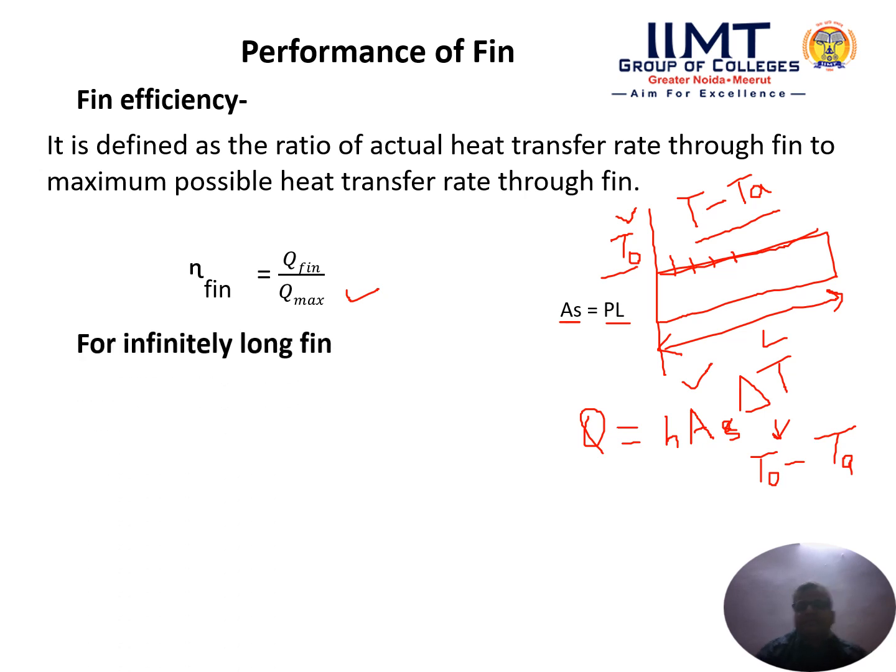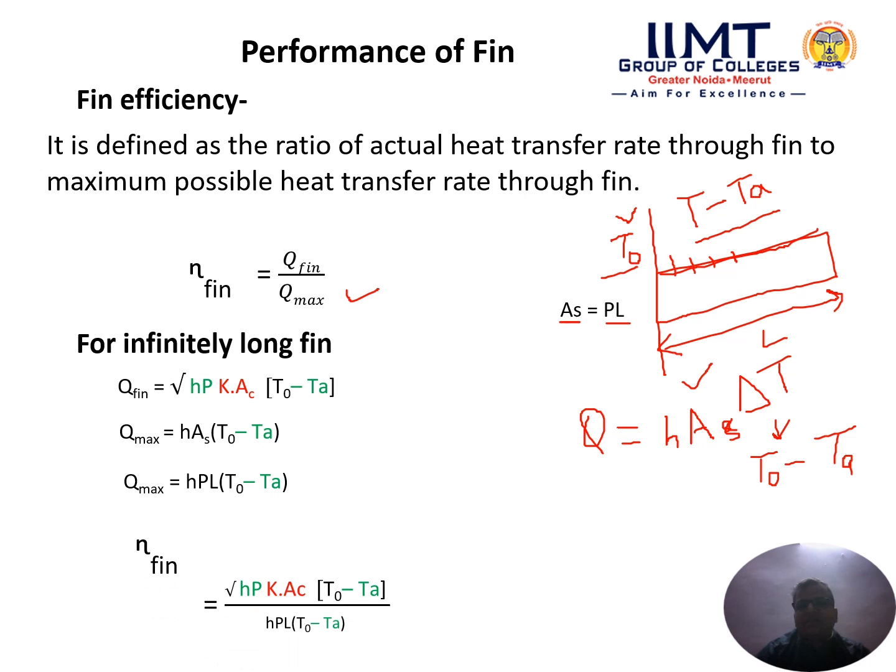Clear? For an infinitely long fin we already know Q fin is equal to the square root of hPkAc times (T naught minus Ta), and Q maximum is equal to h into PL multiplied by (T naught minus Ta). Putting the values of Q fin and Q maximum, we can easily get the efficiency of the fin.